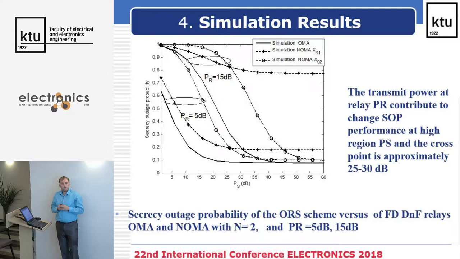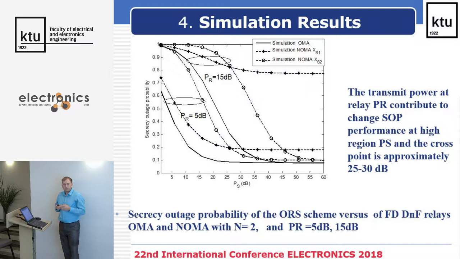Here we can see the influence of the power of signals at the source point on the secret outage probability. In this figure, we can see the comparison of orthogonal multiple access with non-orthogonal multiple access. As we can see, for non-orthogonal multiple access, signals X1 and X2 are lower when we compare with orthogonal multiple access. In this case, we use two relays, and we set the power of the relay to 5 and 15 decibels.